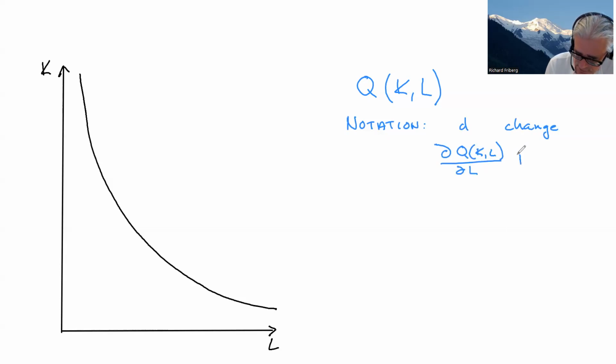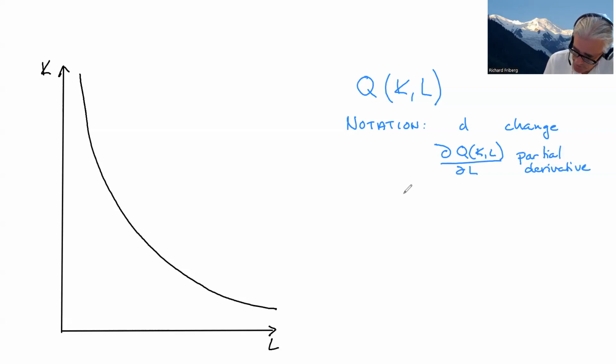What's that? That's a partial derivative, in this case of the function, with respect to L. Okay, so we're changing L, keeping everything else constant, and seeing how the quantity produced responds. So this is the partial derivative of that.